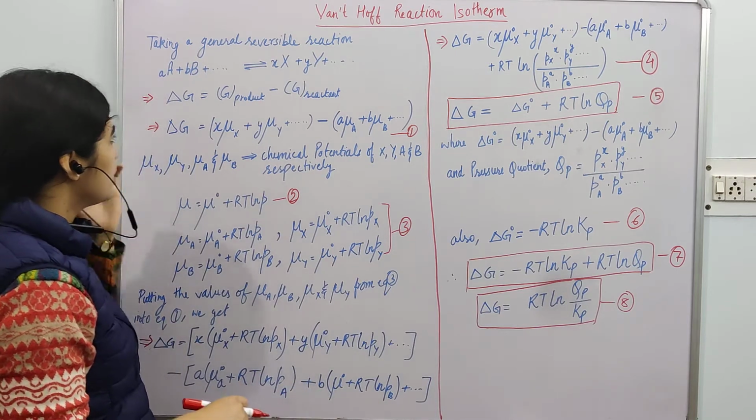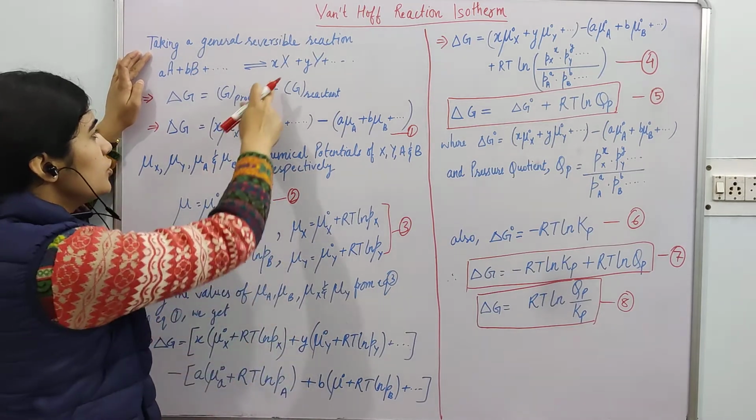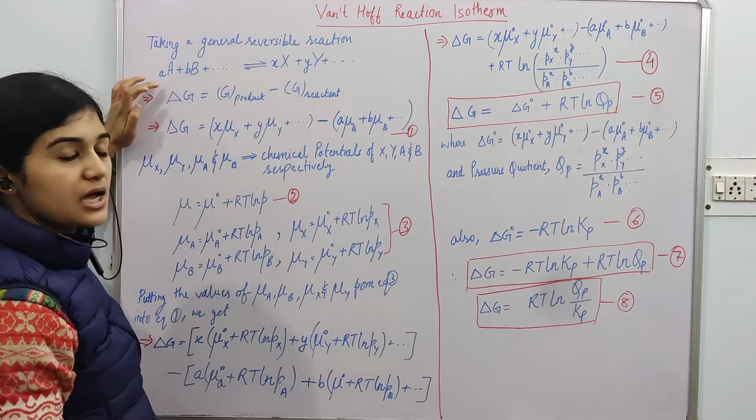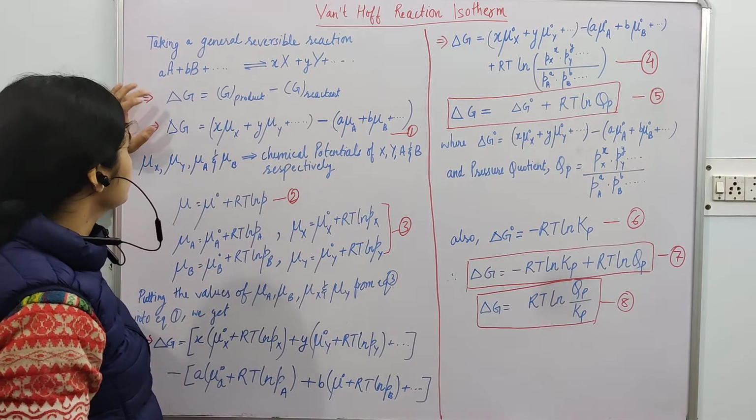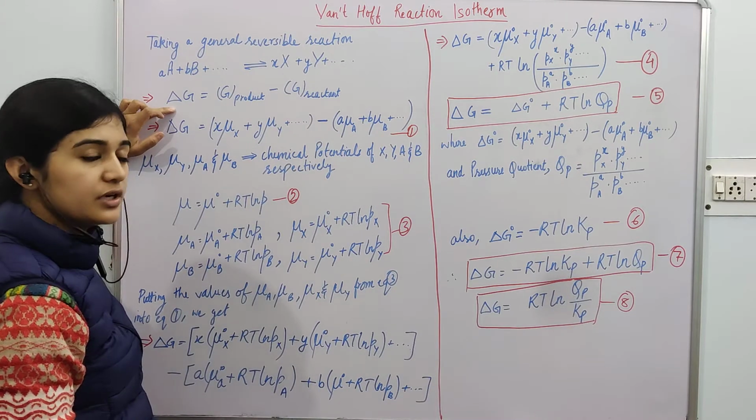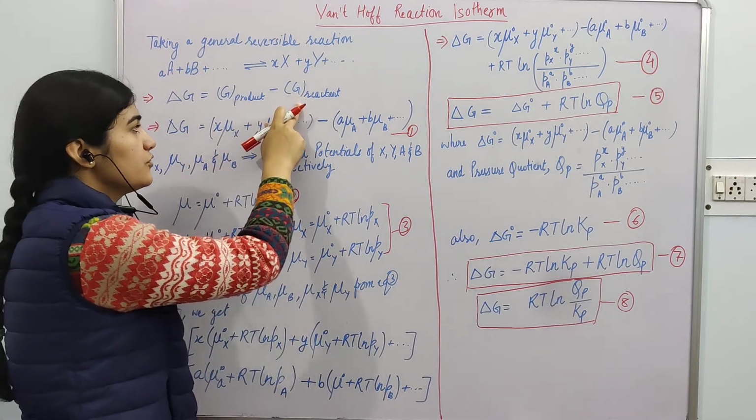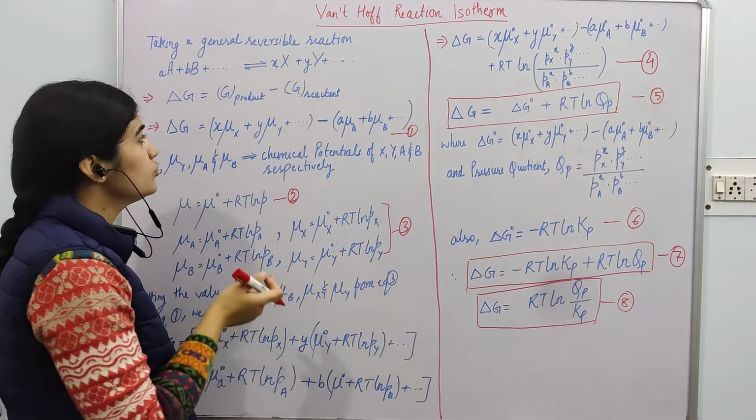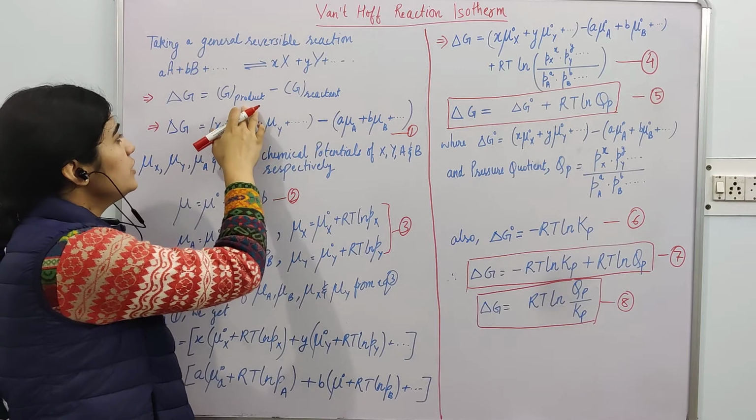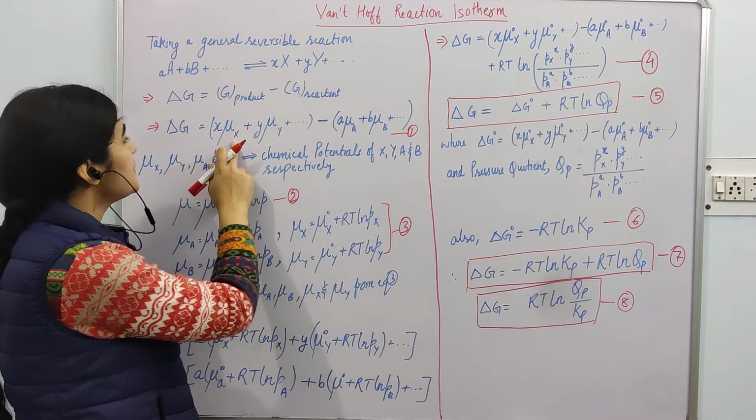Let's say we have taken a general reaction A plus B plus so on to give X plus Y plus so on. Now the smaller alphabets are the stoichiometric coefficients of the reactants and products. If we have to find out the change in Gibbs free energy of a reaction, it is given by Gibbs free energy of products minus Gibbs free energy of reactants. And since the absolute value of Gibbs free energy cannot be calculated, we take the Gibbs free energy in terms of the chemical potential here.